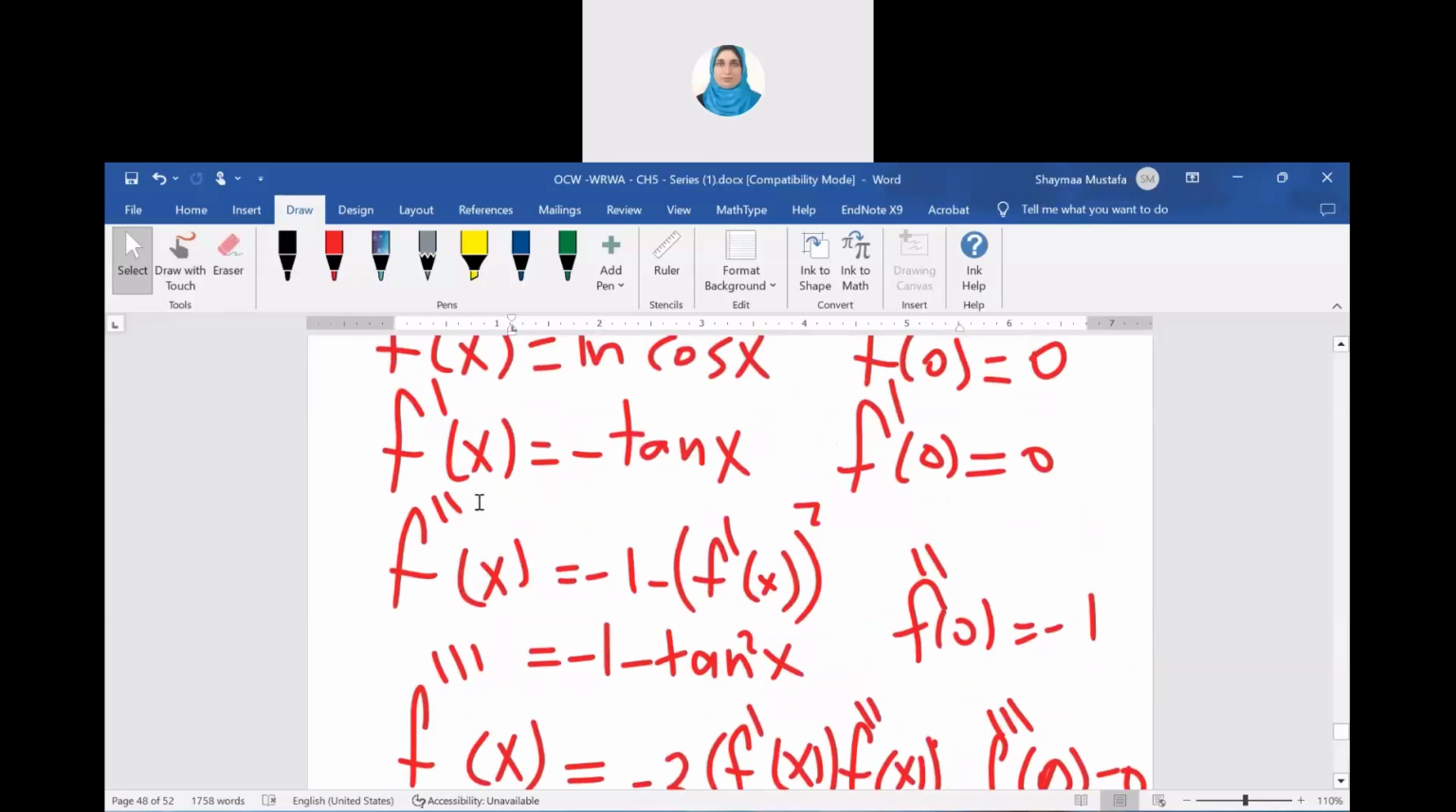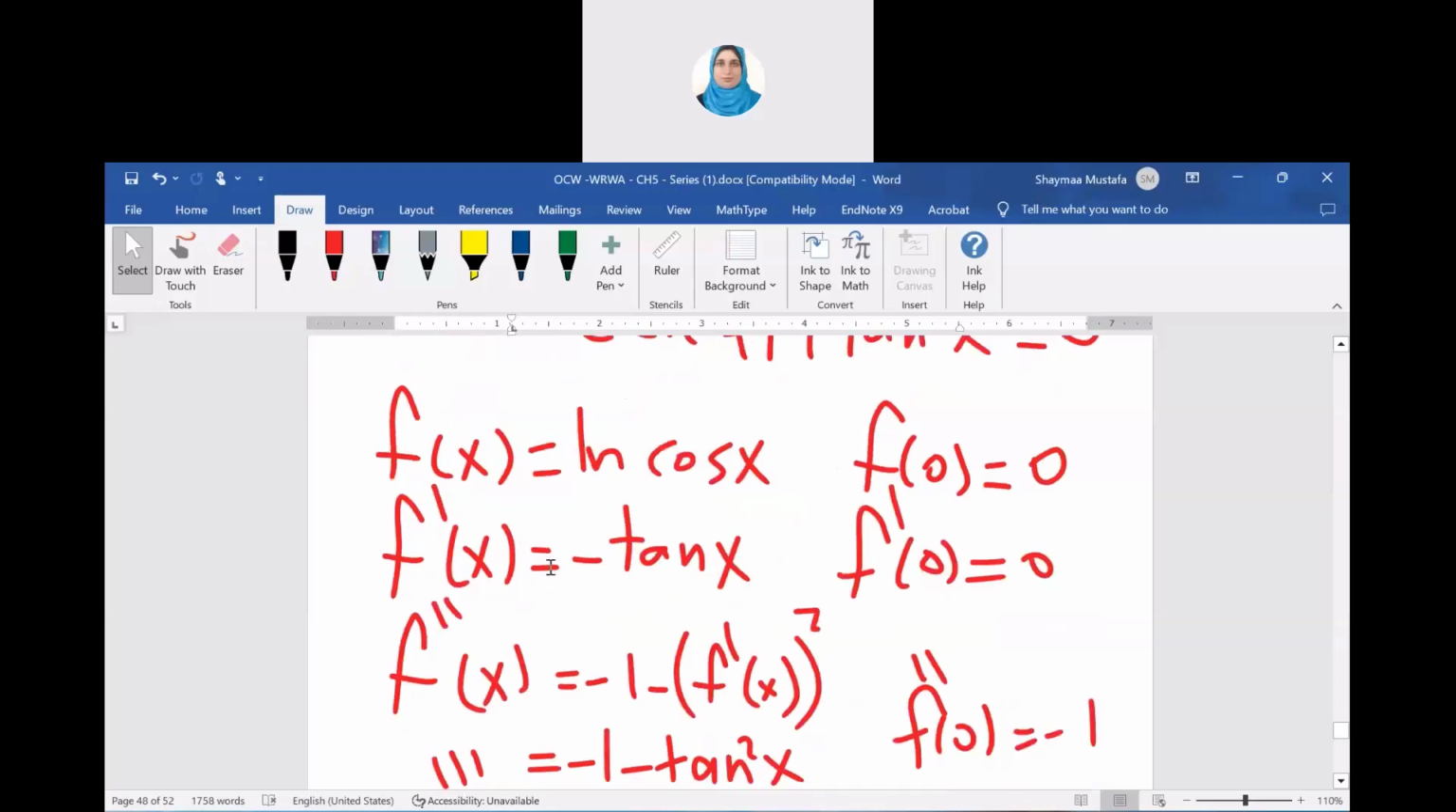Actually, if I need to solve this question, no need to go for this relation. You can just directly calculate the derivative of minus tangent x, which is minus sec square. You can do this directly.